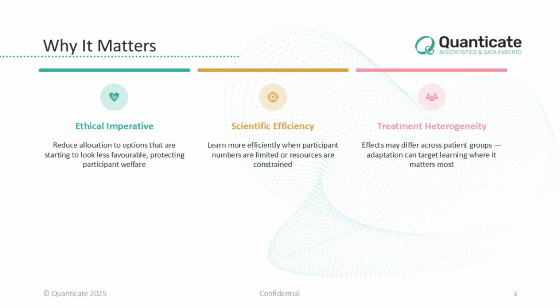bias. Now that matters because teams are often trying to balance several competing priorities. There may be an ethical pull to reduce allocation to an option that is starting to look less favorable. There may also be a scientific reason to learn more efficiently, especially when participant numbers are limited or treatment effects may differ across patient groups.